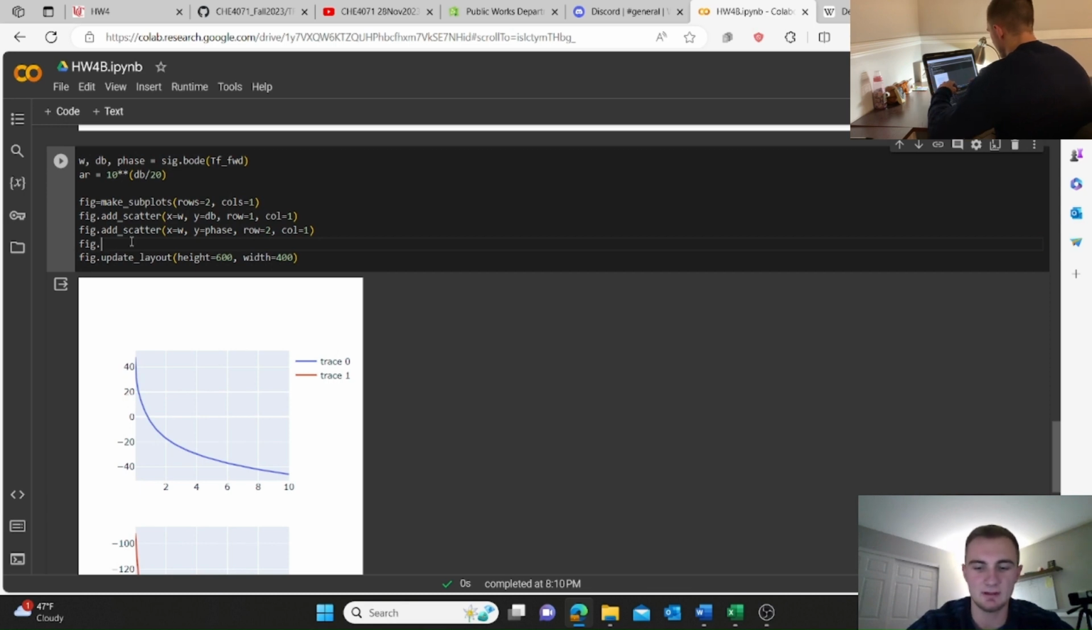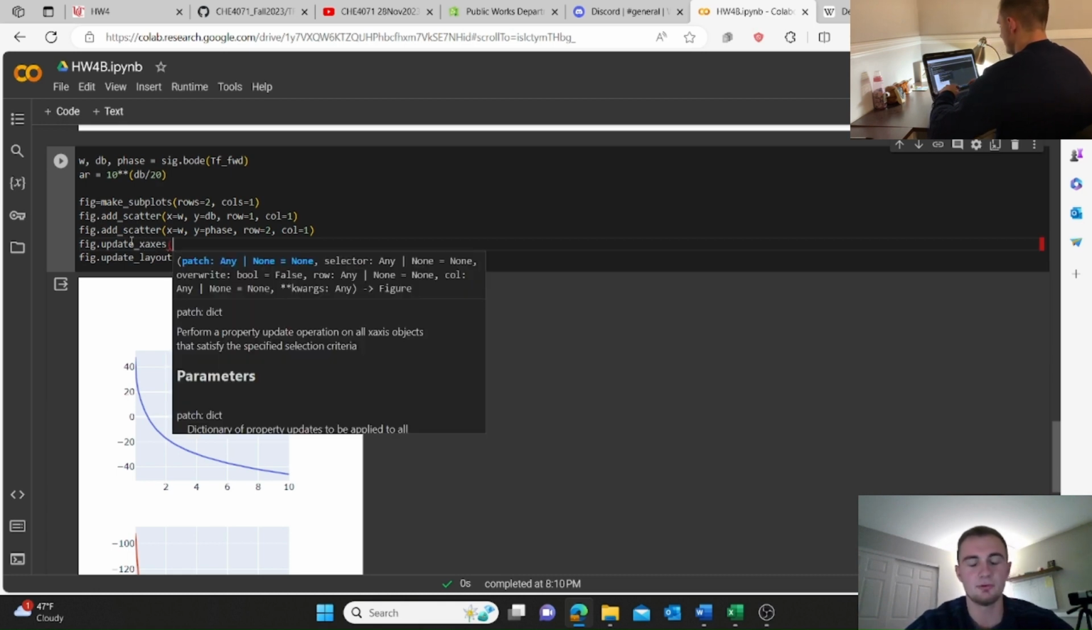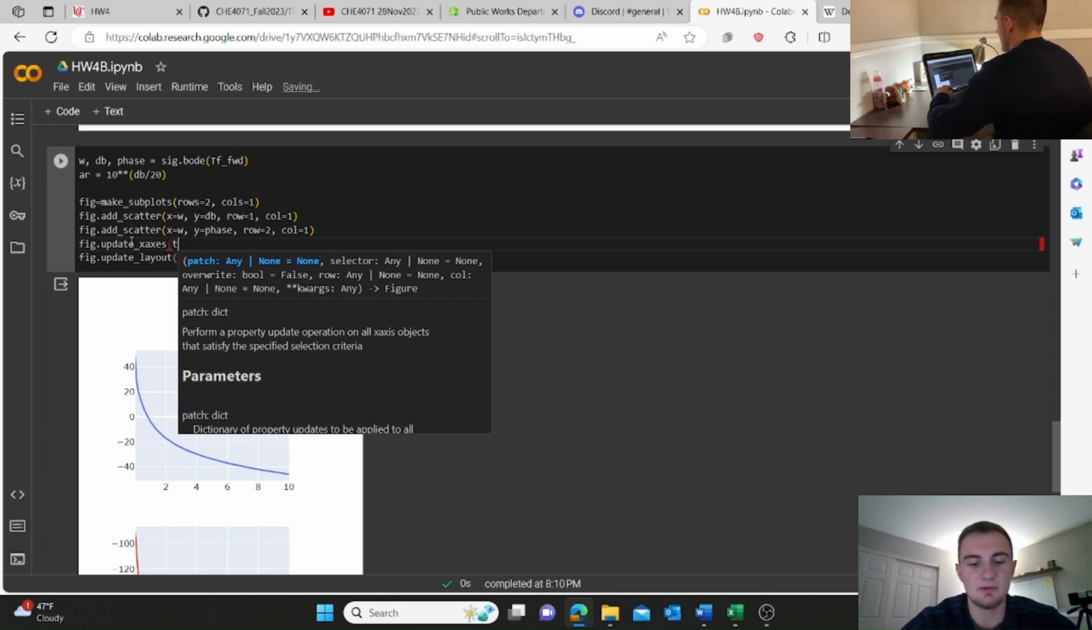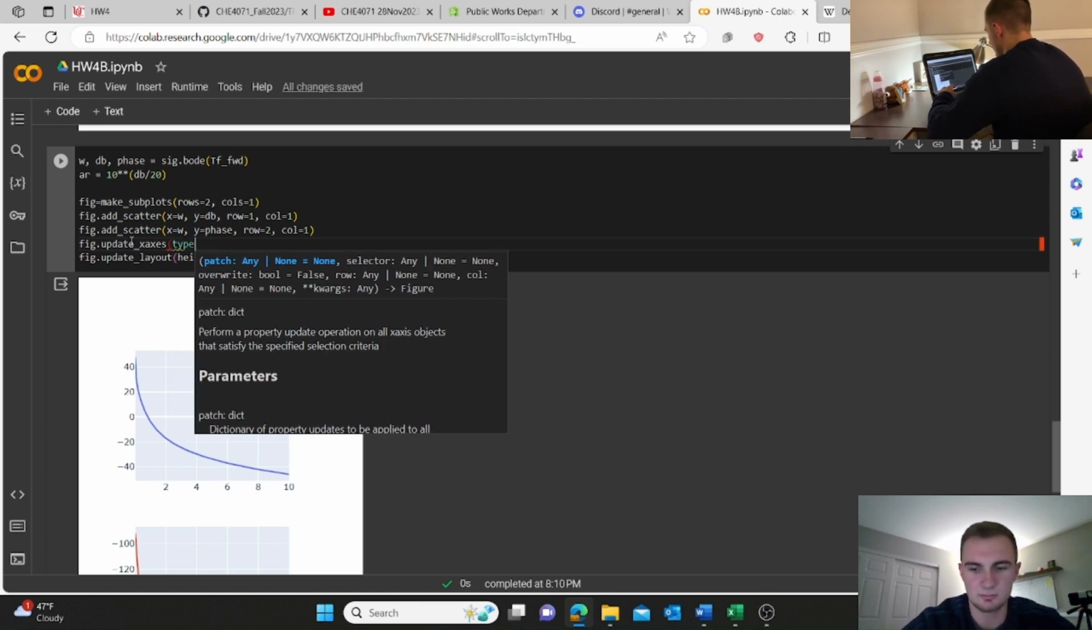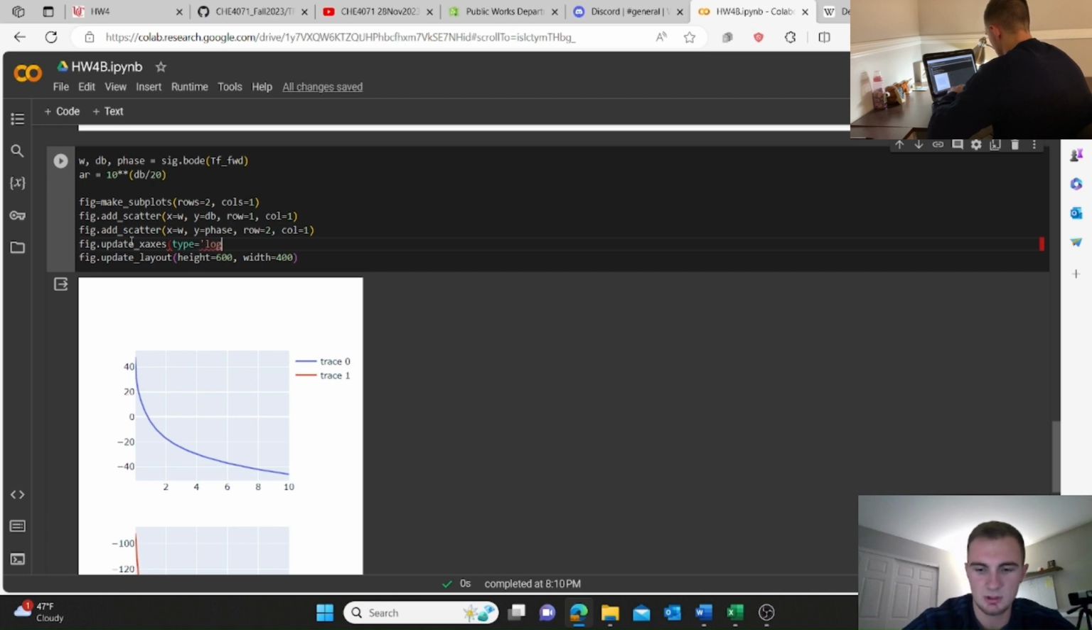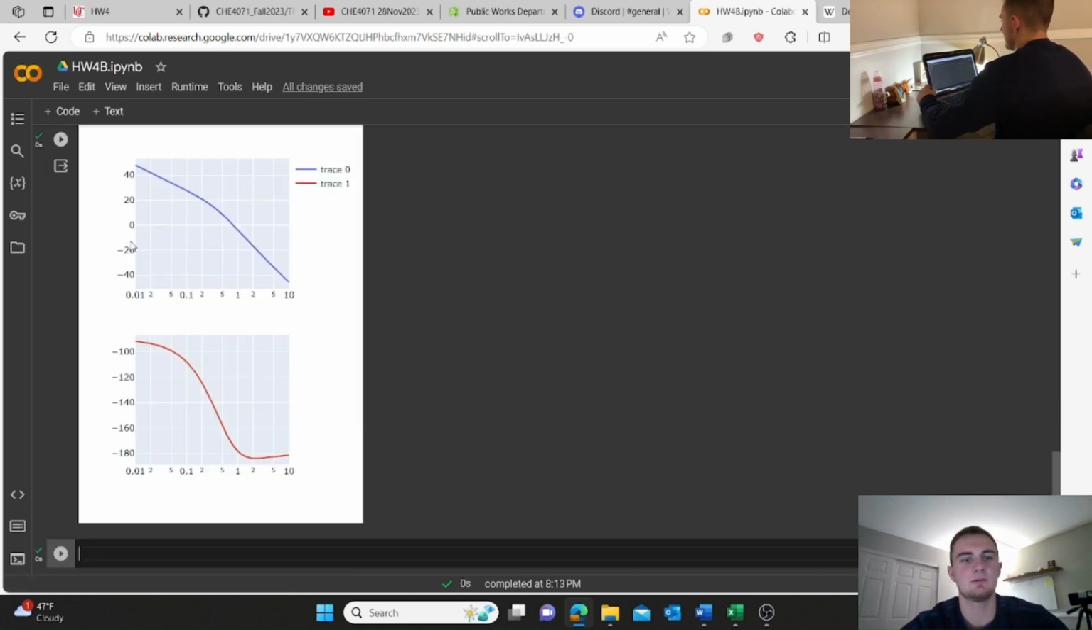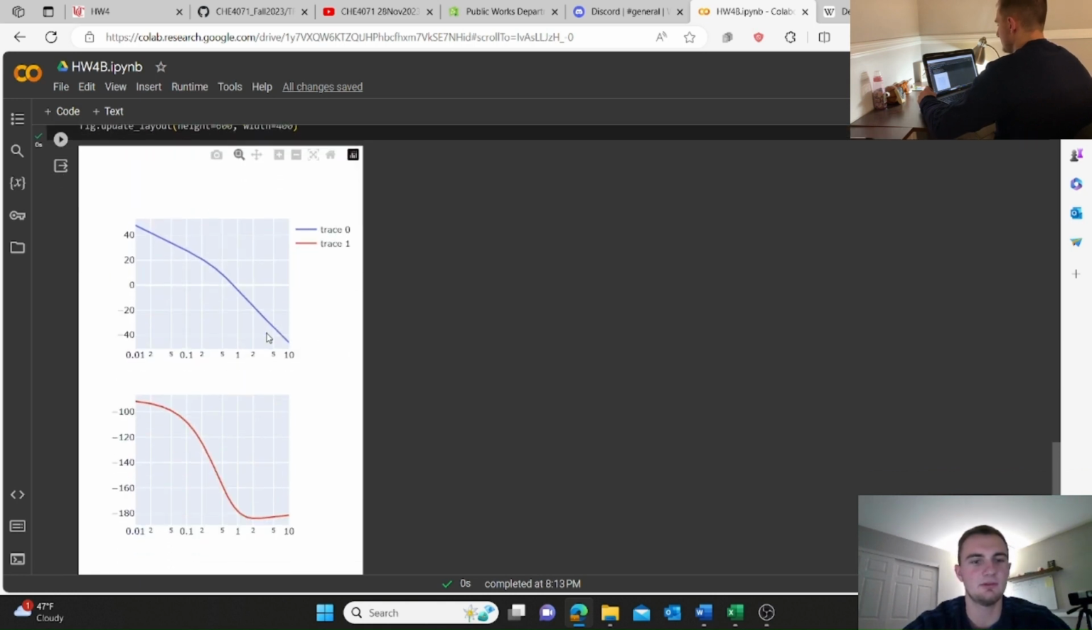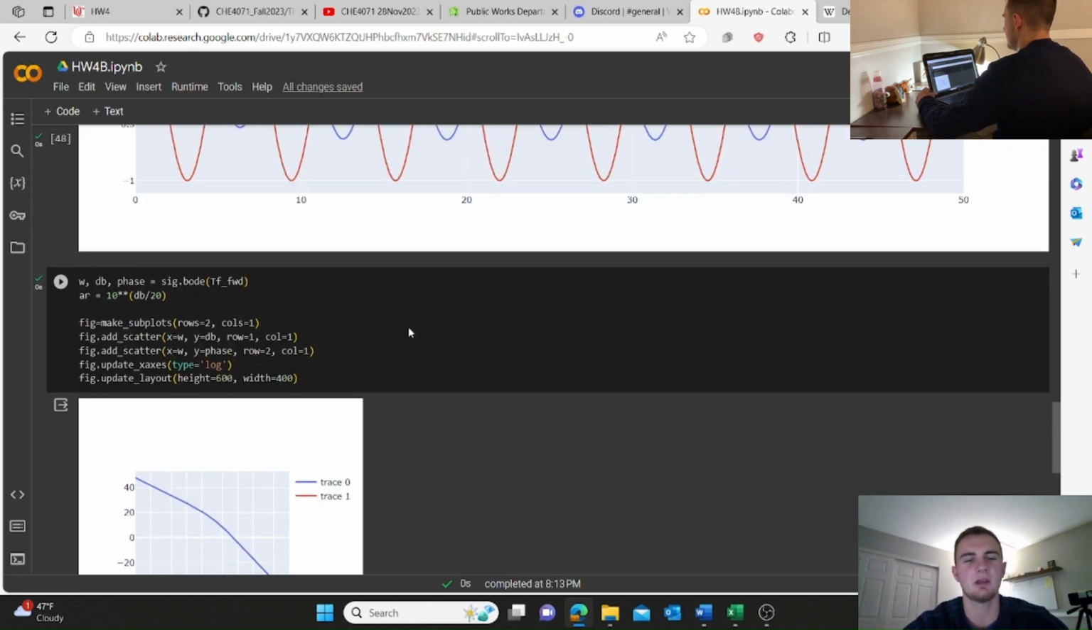So I'm going to go fig.update_xaxes, and then I'll do type is equal to log. Go ahead and run this here, and so you see, if we wanted to look at a frequency of 1, we can read our decibel here a lot better than if we just had a linear scale.